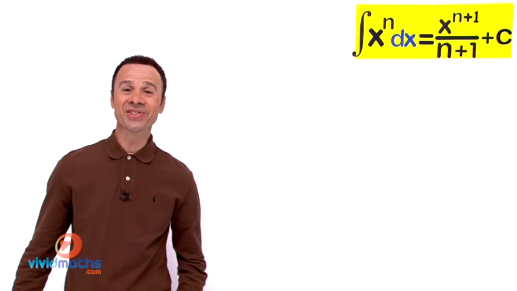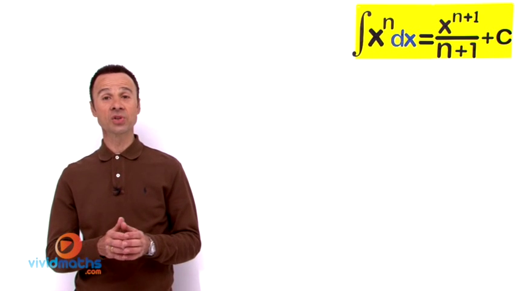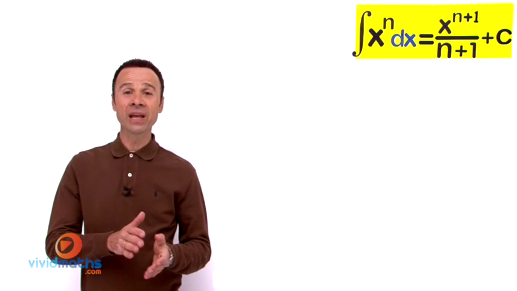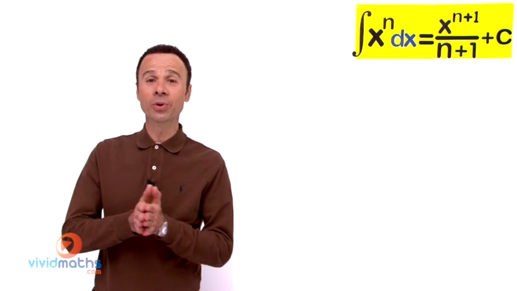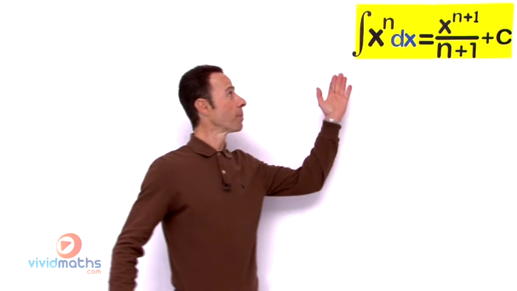All right, guys, in this exercise, we are doing the opposite of differentiation. We are integrating. Sometimes it's also referred to as anti-differentiation, sometimes also referred to as getting the primitive. We're going to use this formula up over here.